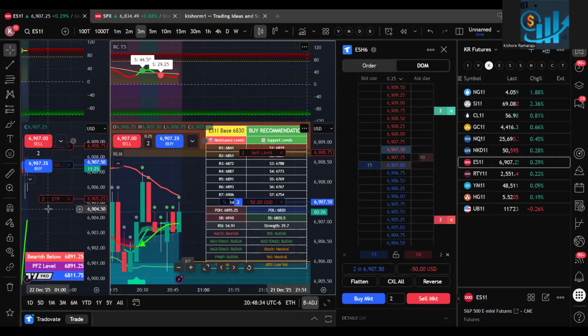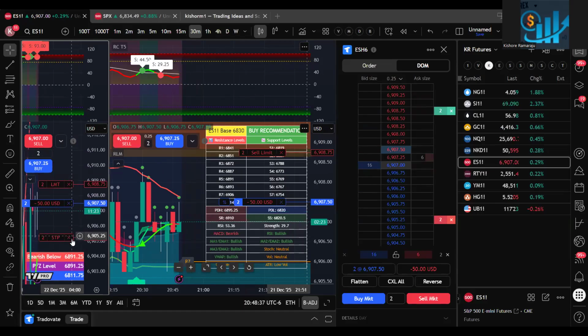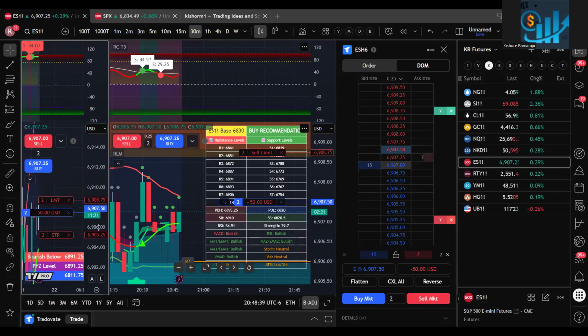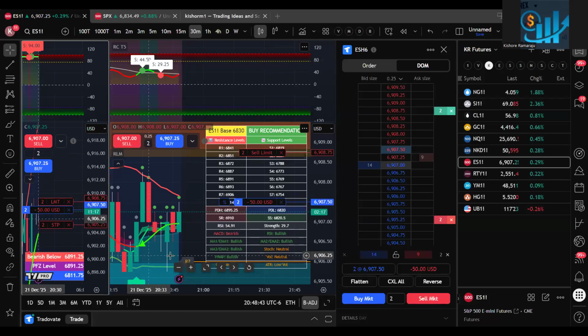So if you look at a higher time frame, then you can hold the trades for a much longer time. Otherwise, if you are just a scalper, you don't even need to look at the higher time frame. You can go just based on the buy recommendation and whatever you see here.